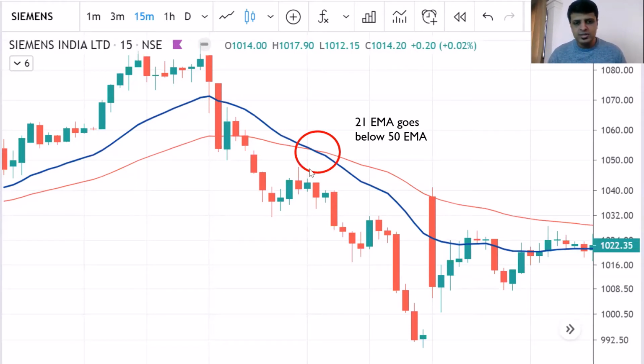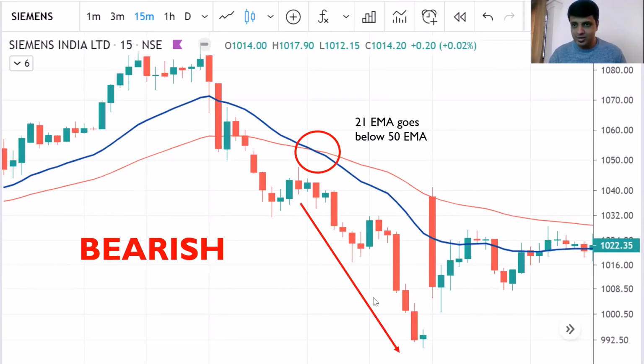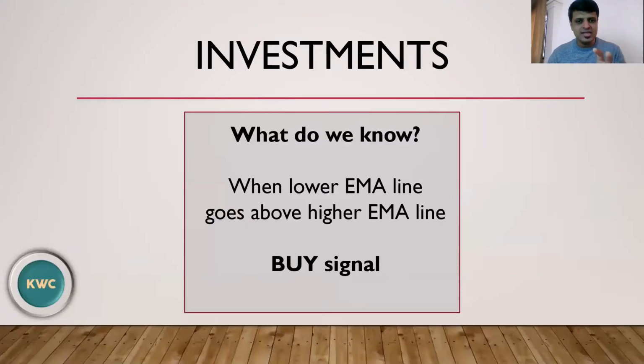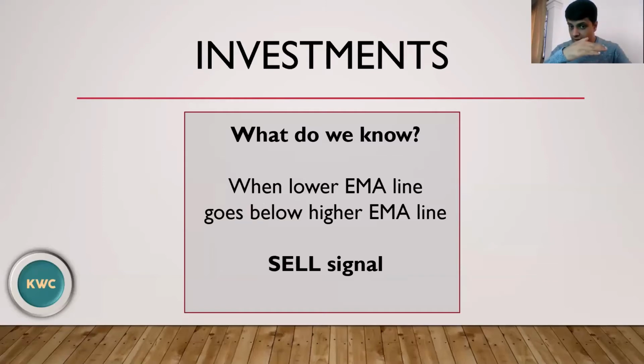So what you see here is that the 21 EMA goes below the 50 EMA. So from 1040, it went to 1000, right? So the trend was bearish, and you can see the price drop, right? You got this, right? Now I want to show you something. Okay. So these are the things that we know. When the lower EMA goes above the higher EMA, that means it's a buy signal. When the 9 goes above the 21, and the 21 goes above the 50, a buy signal. It doesn't mean you have to buy. It's just a buy signal as per the EMA crossover. And when the lower EMA goes below the higher EMA, again, sell signal. Doesn't mean you have to sell. It is just an indicator that the trend is moving downwards.